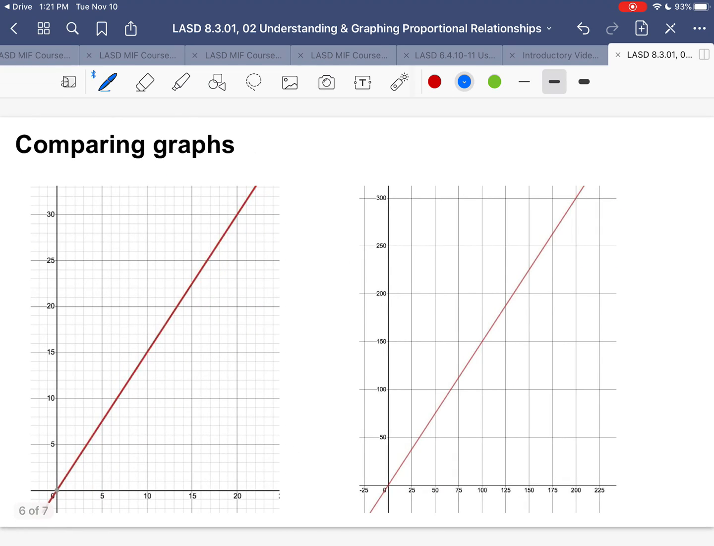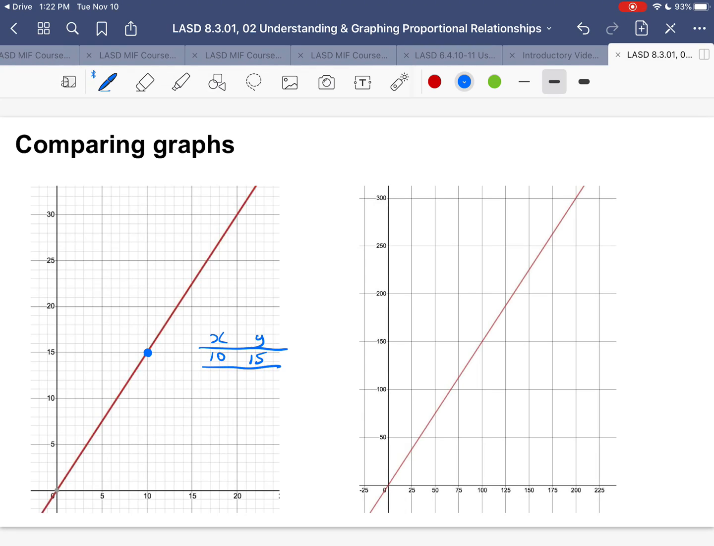So to compare two graphs and see if they represent the same situation or could represent the same situation, let's look at their constant of proportionality. So let's pick a point that's easy to read where two lines intersect. So for example, here. And let's see what our constant of proportionality is. So for x is 10, y is 15.